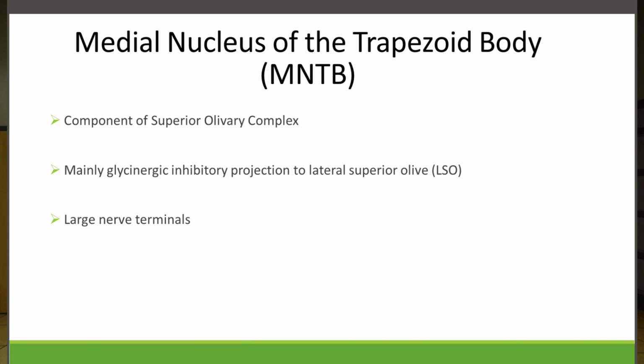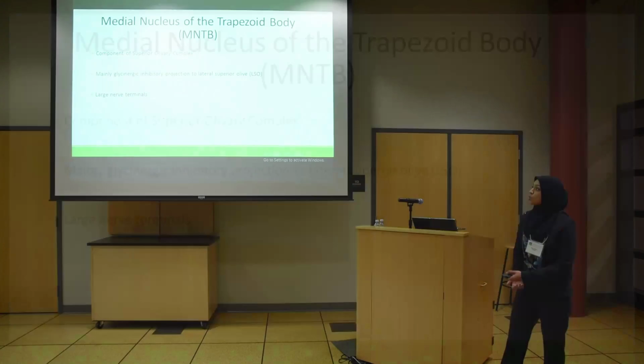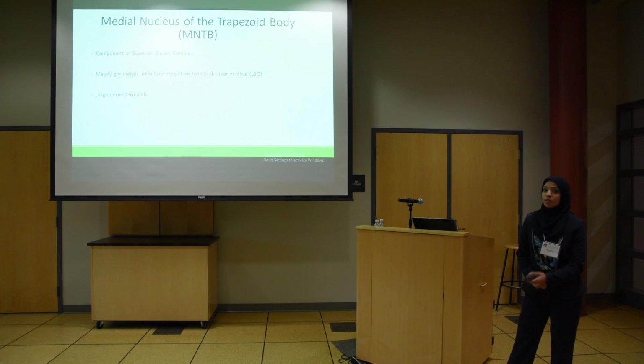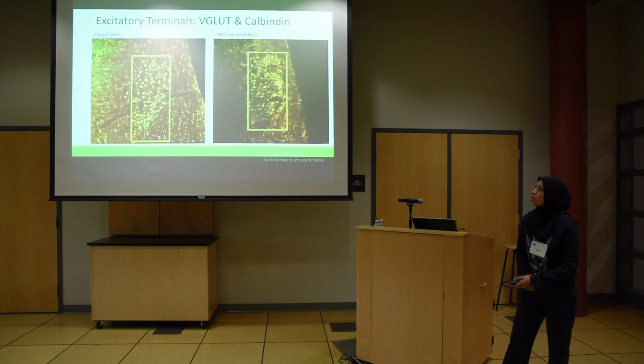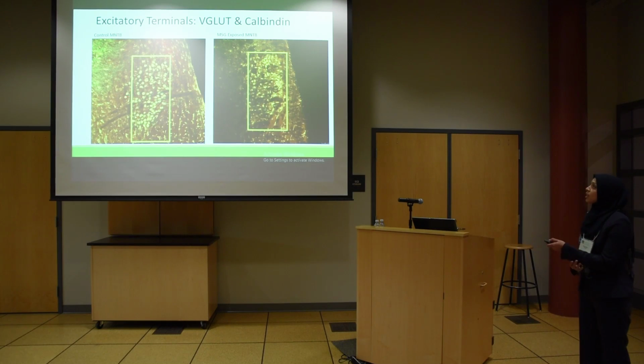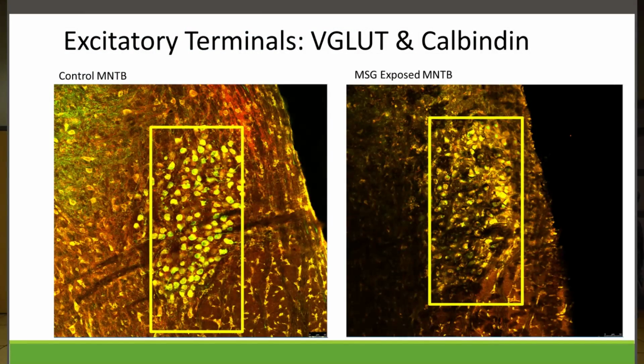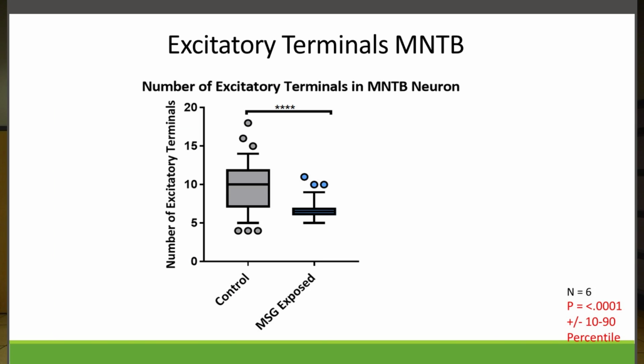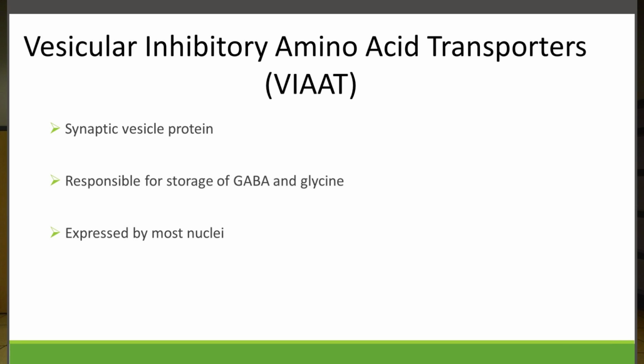Now when we looked at the MNTB, again, MNTB is what sends out the inhibitory axons to the SOC. And it receives one of the largest nerve terminals known as the calyx of Held. When we looked at it, you could see that there is less immunofluorescence in the MSG exposed compared to the control. And we saw that there was a significant decrease in the number of excitatory terminals surrounding the globular bushy cells compared to the control.